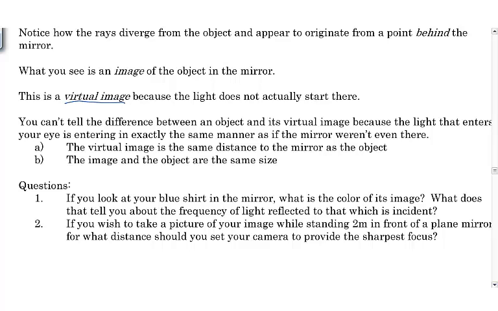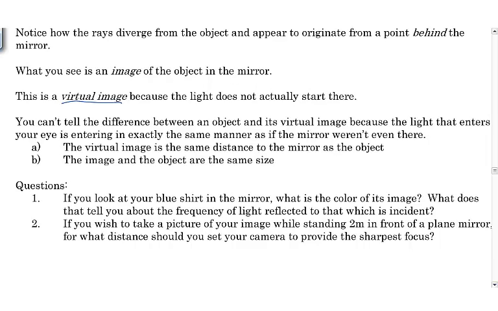Your eye can't tell the difference between an object and its virtual image because the light that enters your eye enters exactly the same way as if the mirror wasn't there at all. So a virtual image is the same distance to the mirror as the object is, and it is obviously the same size. So the question is, if you have a blue shirt on and you look at it in the mirror, what color is the image? And what does that tell you about the frequency of the light that's reflected from the mirror?